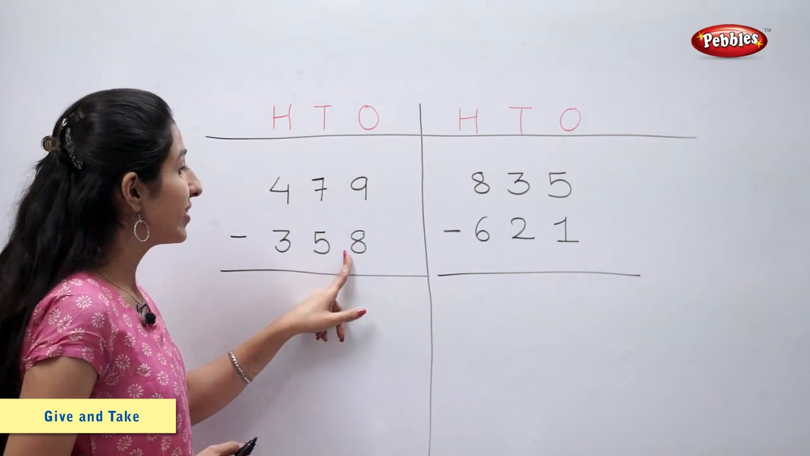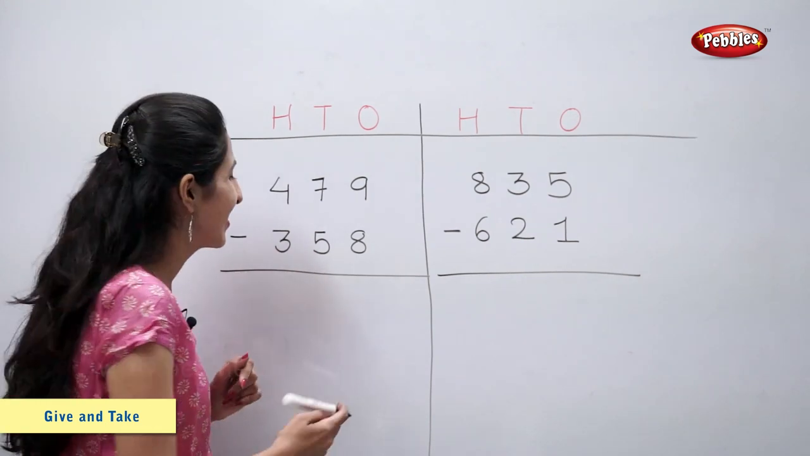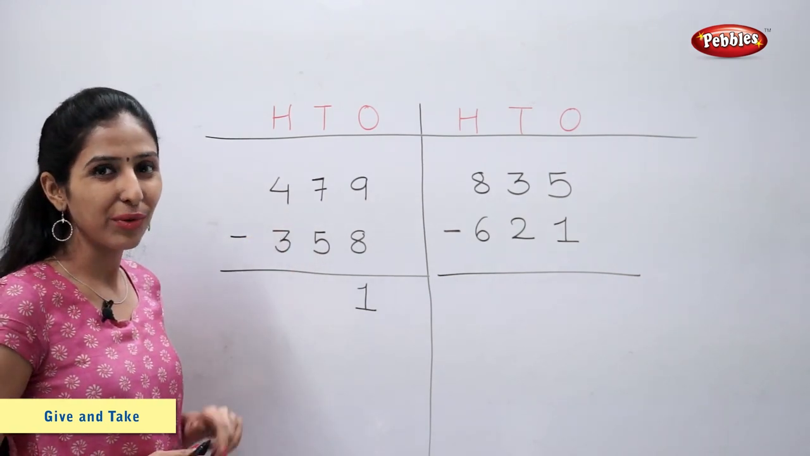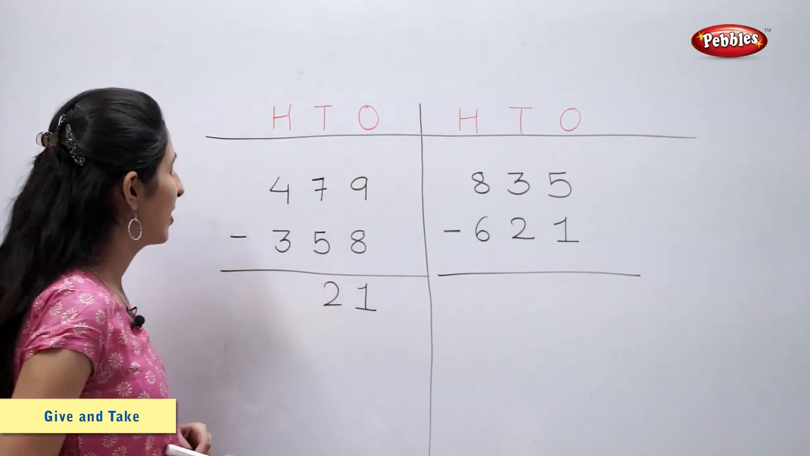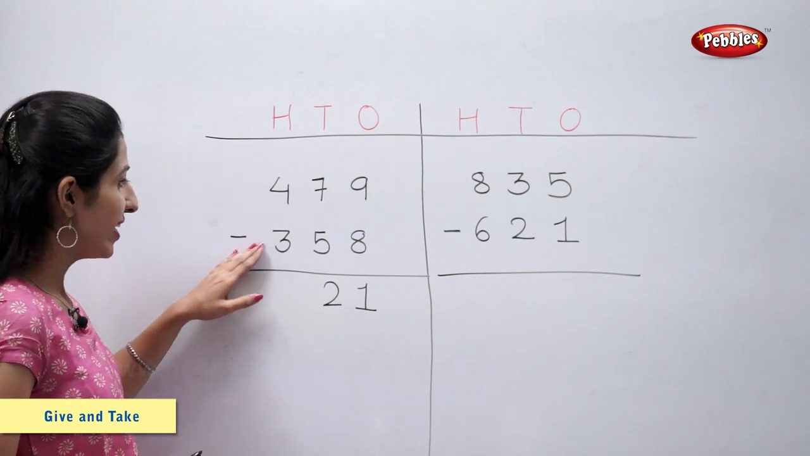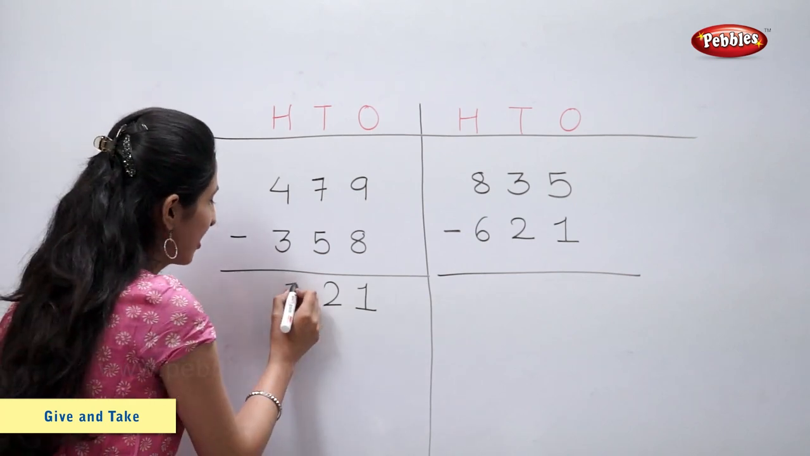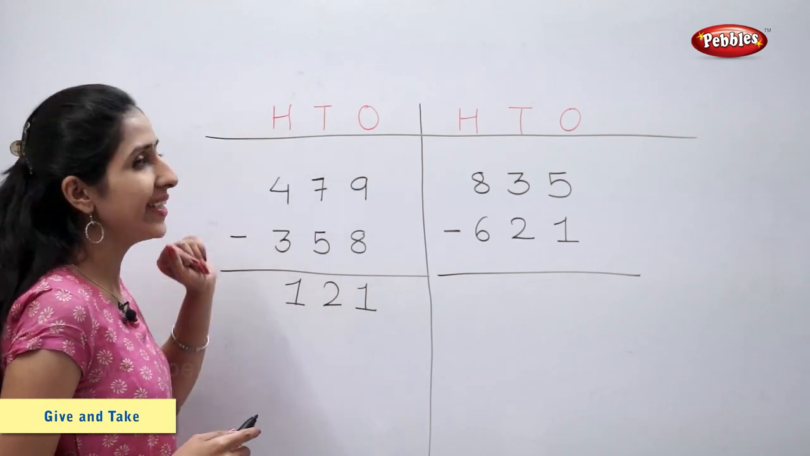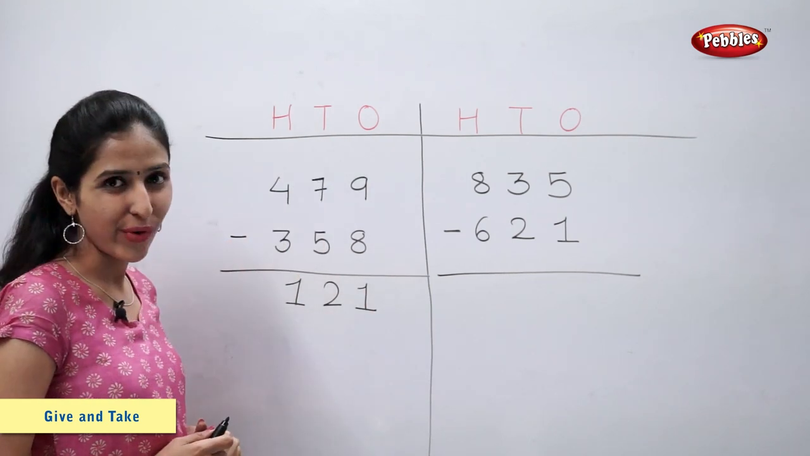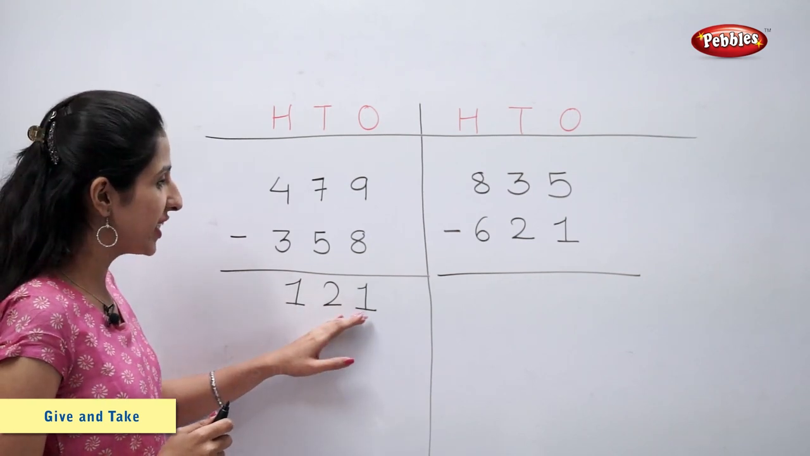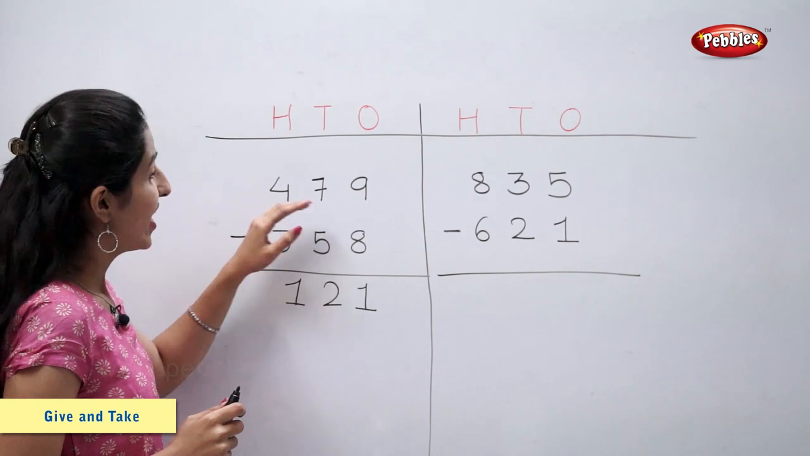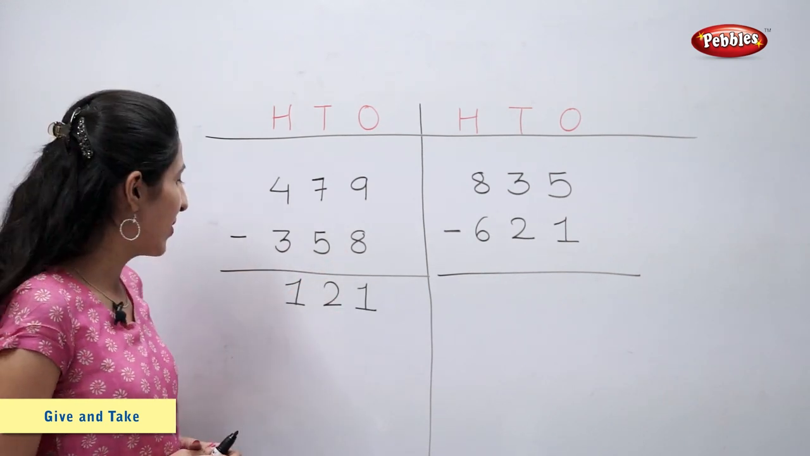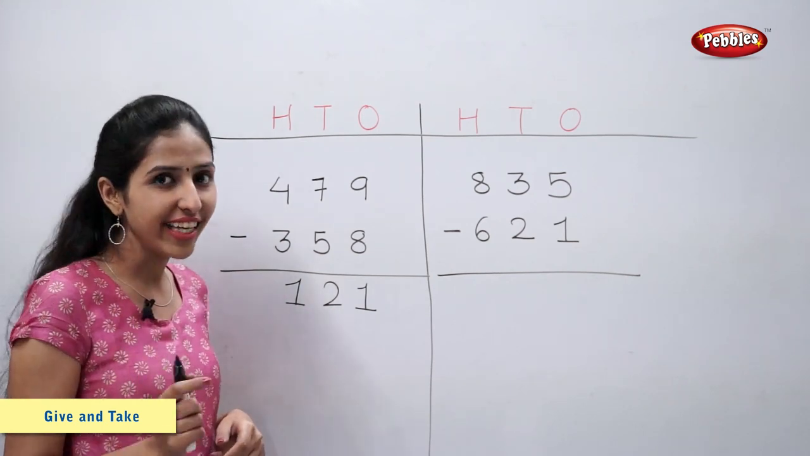9 minus 8 is equal to 1. 7 minus 5 is equal to 2. 4 minus 3 is equal to 1. So now we have 1 hundred, 2 tens, 1 one. So the number is 121. So 479 minus 358 is equal to 121.